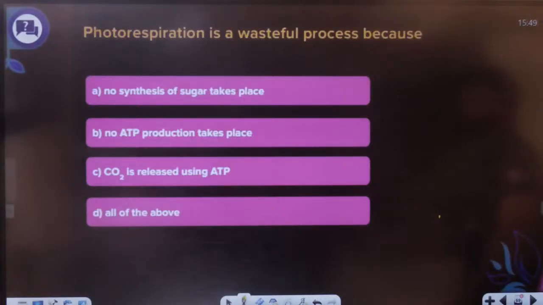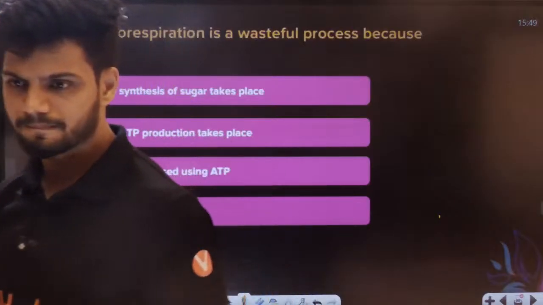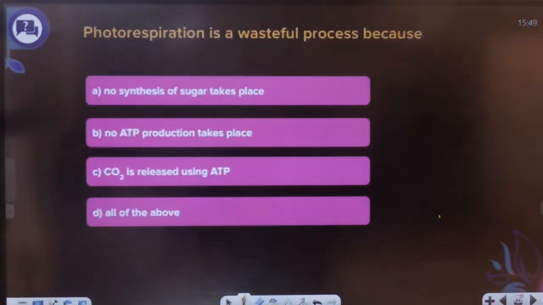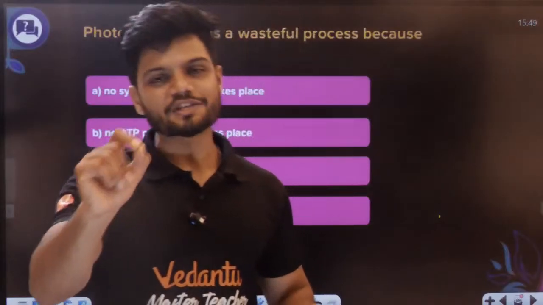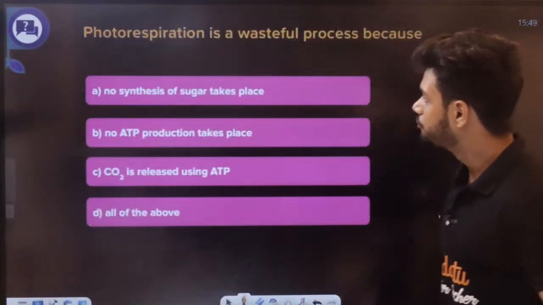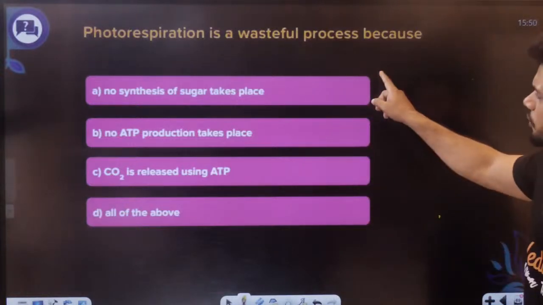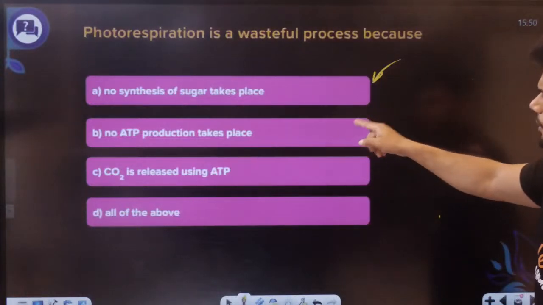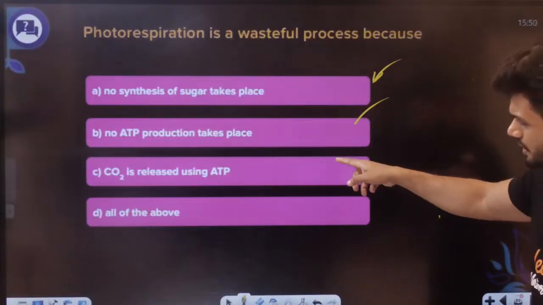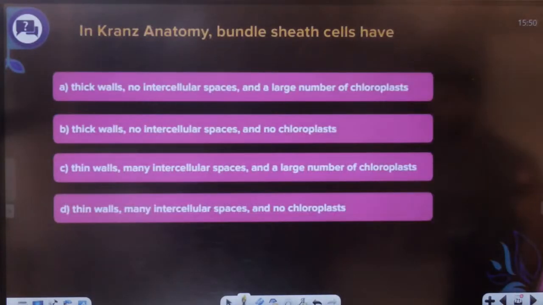Photorespiration is a wasteful process because, yes. So students, if you attend just one class of mine on photosynthesis, you can solve all of these questions very easily. Photorespiration is a wasteful process because there is no sugar formation, correct? No ATP produced, correct? CO2 is released using ATP, yes. So all of the above.